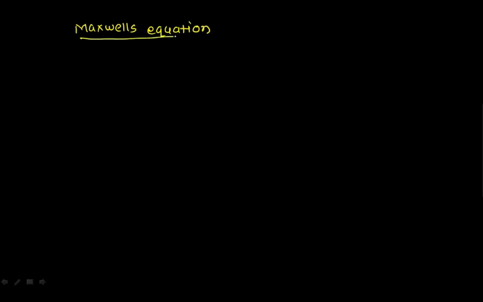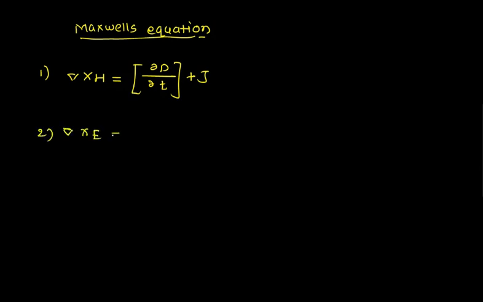So I'll start with the first equation. Only four equations you need to recall here. The first equation is del cross H is equal to del D by del t plus J. So this is my first equation. The second equation is del cross E is equal to minus dB by dt.